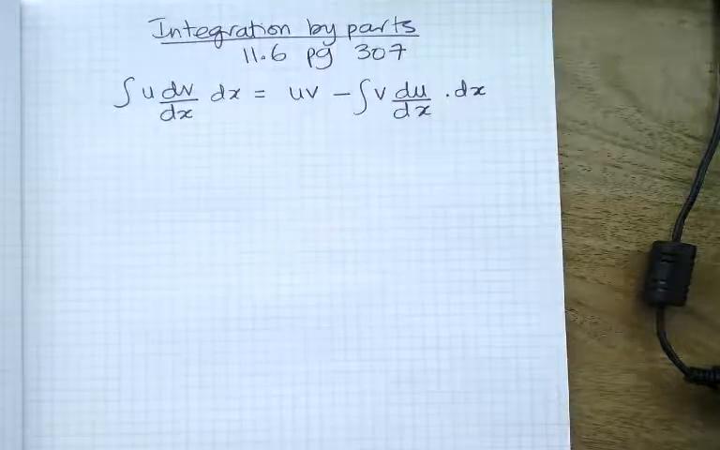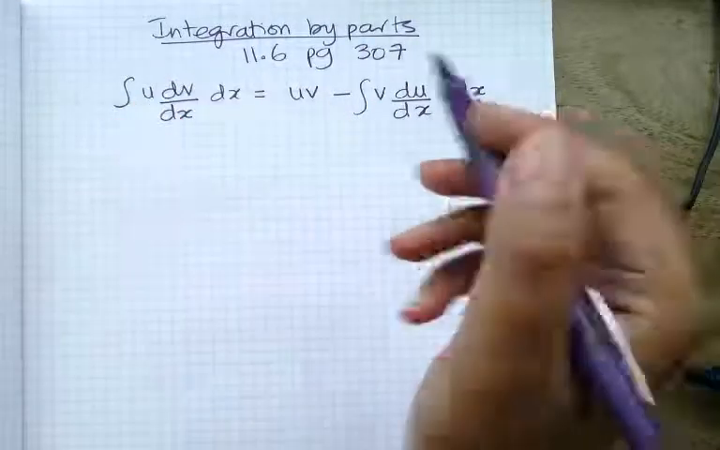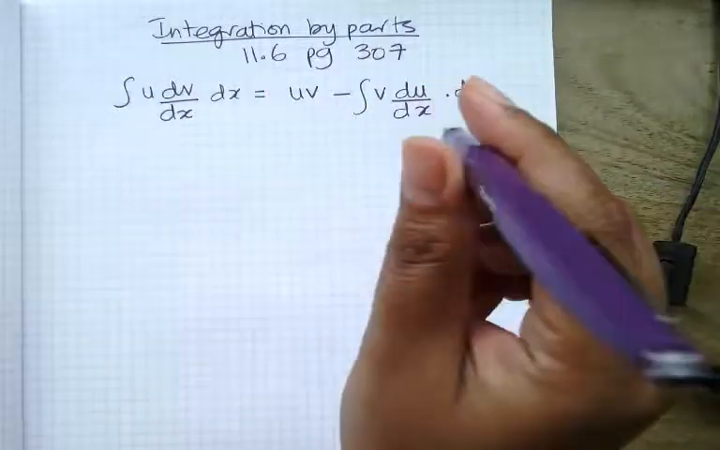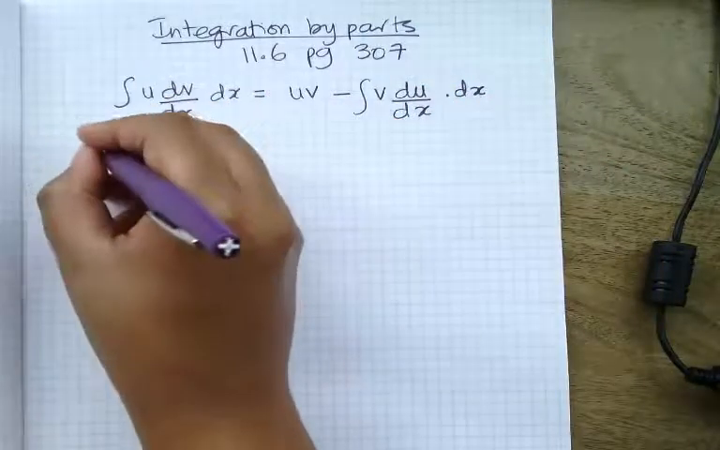Now this formula is given in your formula book, and I just want to go through where this comes from. This actually is the undoing of the product rule that you learned in differentiation, and I'm going to show you how.